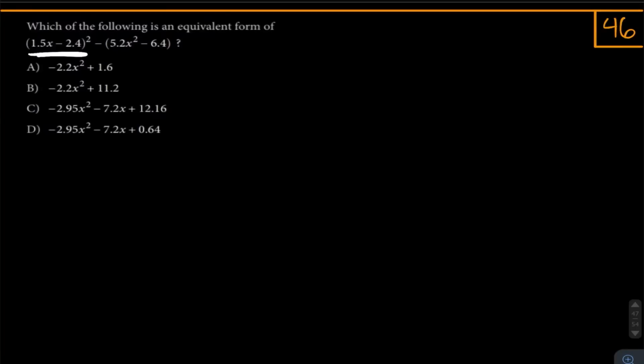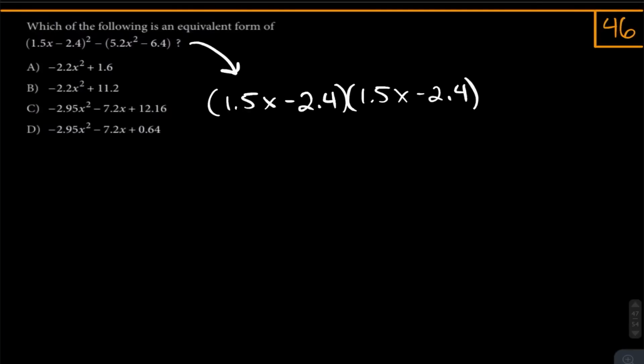We can start by squaring this guy, right? Meaning that, and we're not squaring this guy. Notice that there's no 2 here. So this guy's going to become 1.5x minus 2.4 times 1.5x minus 2.4, right? Minus the, and you don't even need the parentheses anymore because you can just distribute this negative through, right? We can get minus 5.2x squared plus 6.4. Okay, and then we can distribute all this through here.